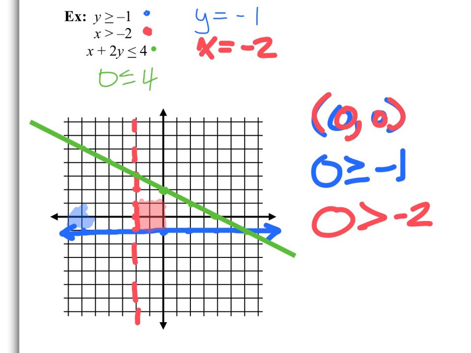So if I was going to shade the green line, I would shade all of this space. The problem is, instead of doing that and then having a green shading here, a blue shading here, and a red shading here, I'm just going to look for the overlap.